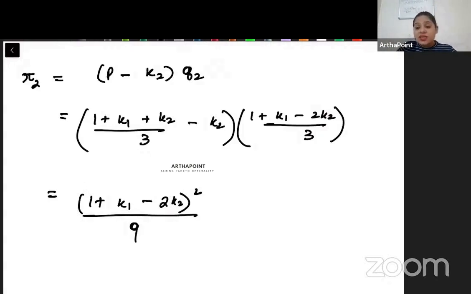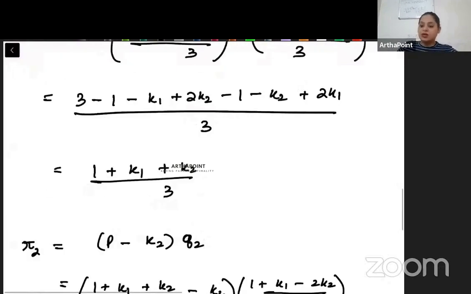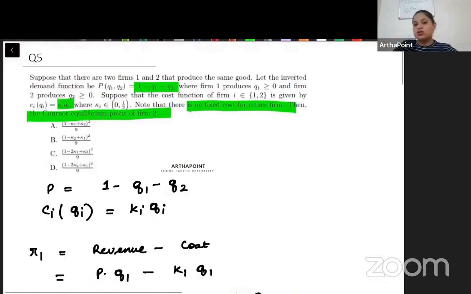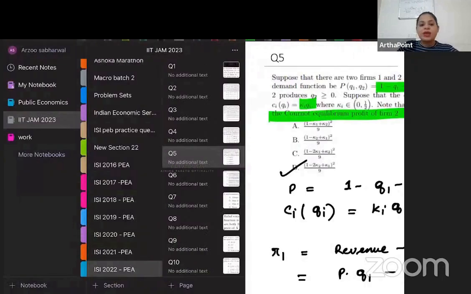This is very similar to the Cournot models we have done in the past, when C1 and C2 are two separate marginal costs. What is going to happen? It's just that. So the answer would be (1 minus 2K2 plus K1) whole square by 9. Okay, come to the next question.